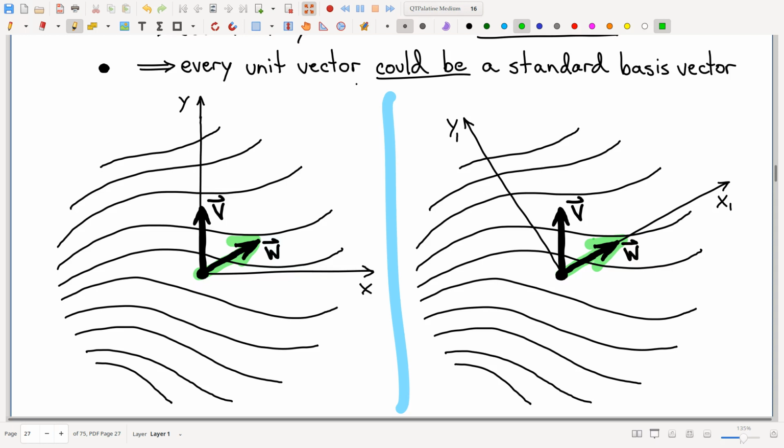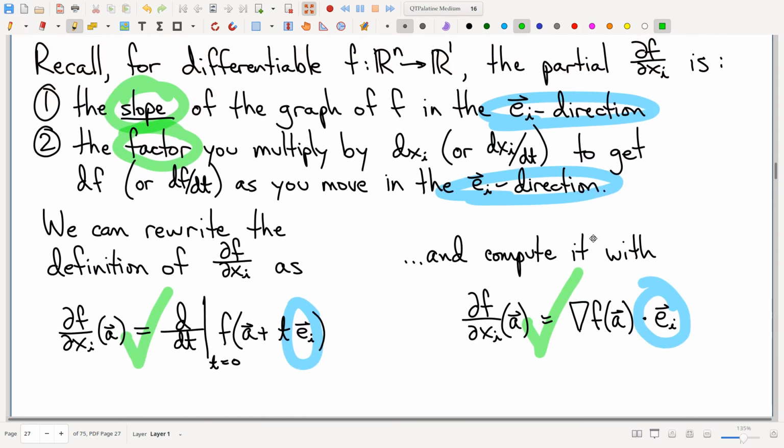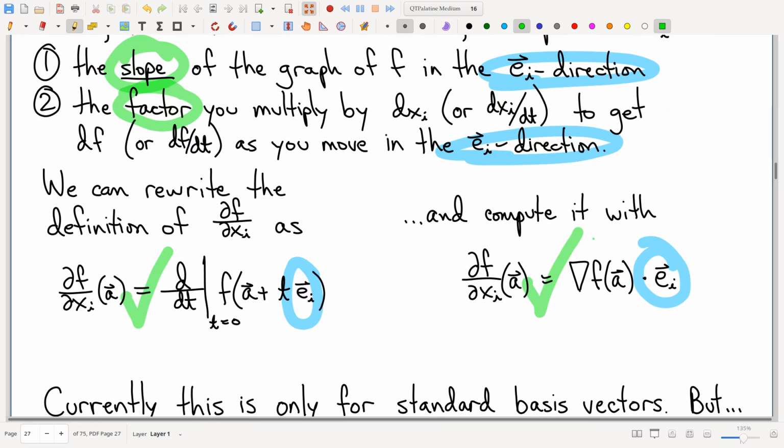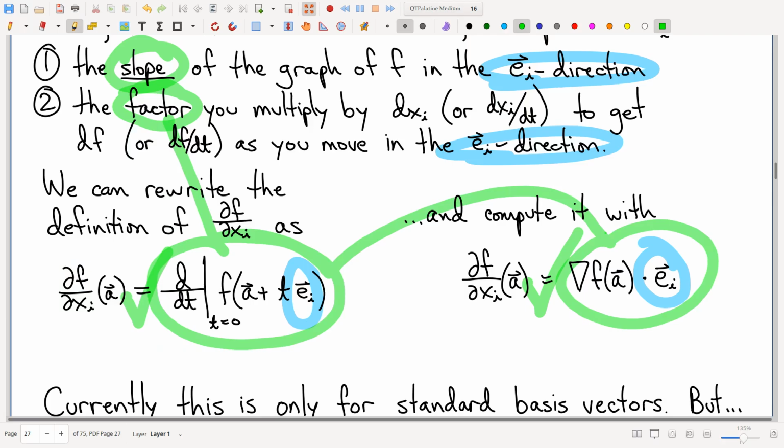So the nice punchline is, claiming that these things are all equal to each other, claiming that I can interpret a slope as a factor, as a derivative in that way, and that it's equal to this expression right here, saying that these four things I have circled in green are always equal. Yeah, but it only works if you're going in the direction of a standard basis vector. Okay, whatever. Any unit vector will work then, because any unit vector could be a standard basis vector. Everybody good with that?